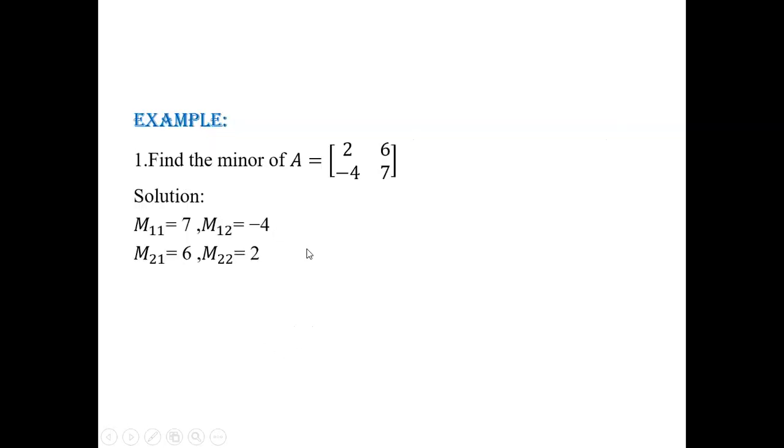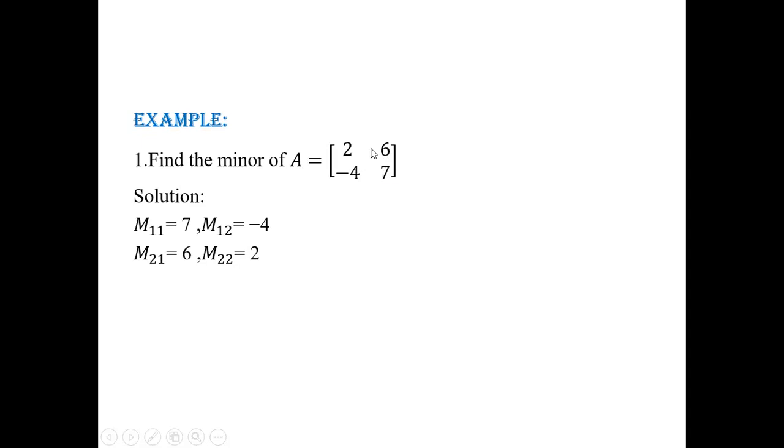Then here is an example with a 2 by 2 matrix. How to find the minor of A? The elements of the matrix A are A11, A12, A21, A22. Then what is the minor of M11? To find the minor of M11, we delete this row and this column. The remaining element 7 is the minor of M11.